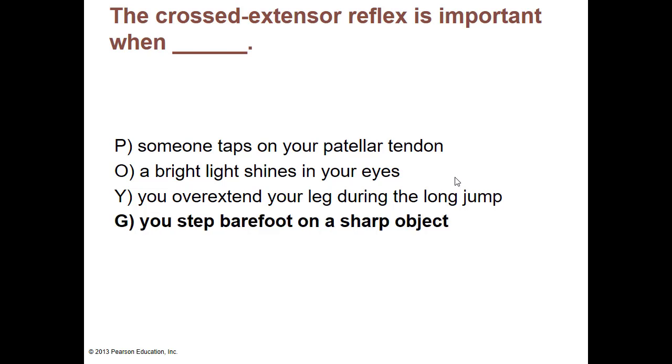The green one. The cross-extensor, again, it means something's going to extend, but it's also something's going to have the opposite on the other side or across the body. When you step barefoot on a sharp object, you will flex, but on the other side of the body, you're going to extend.